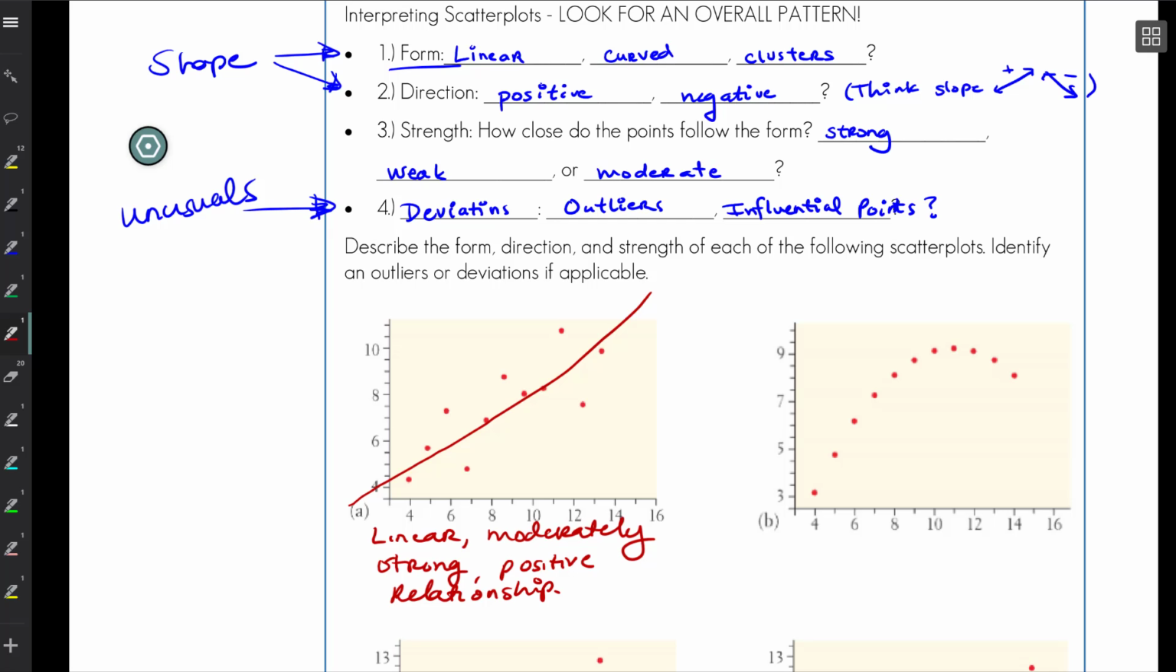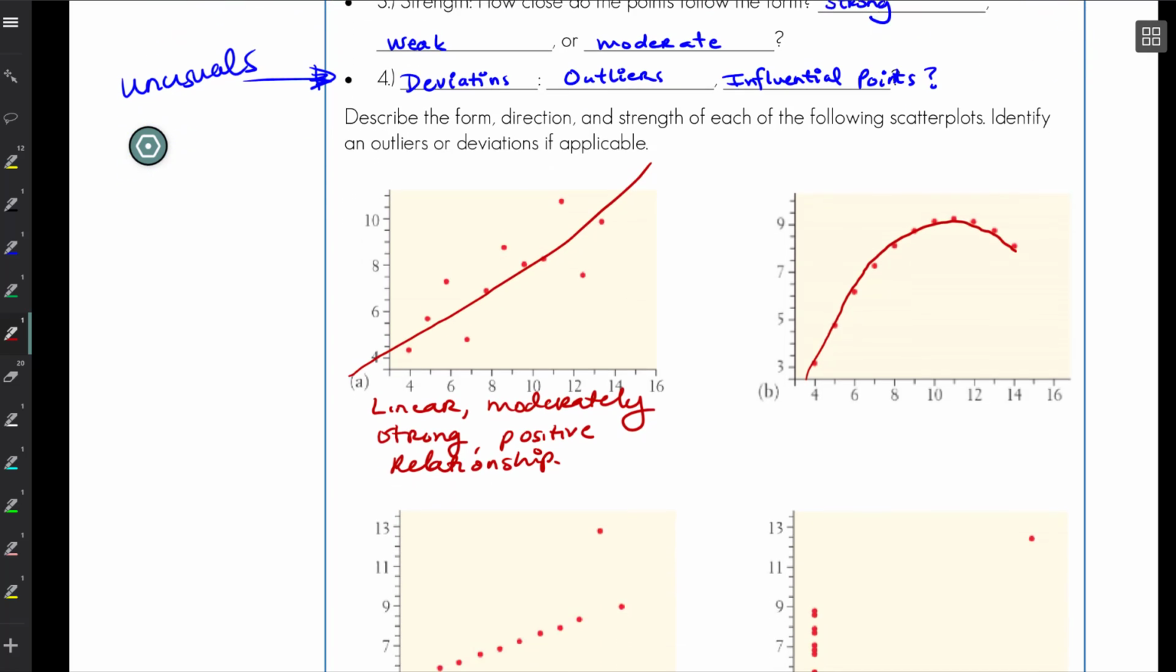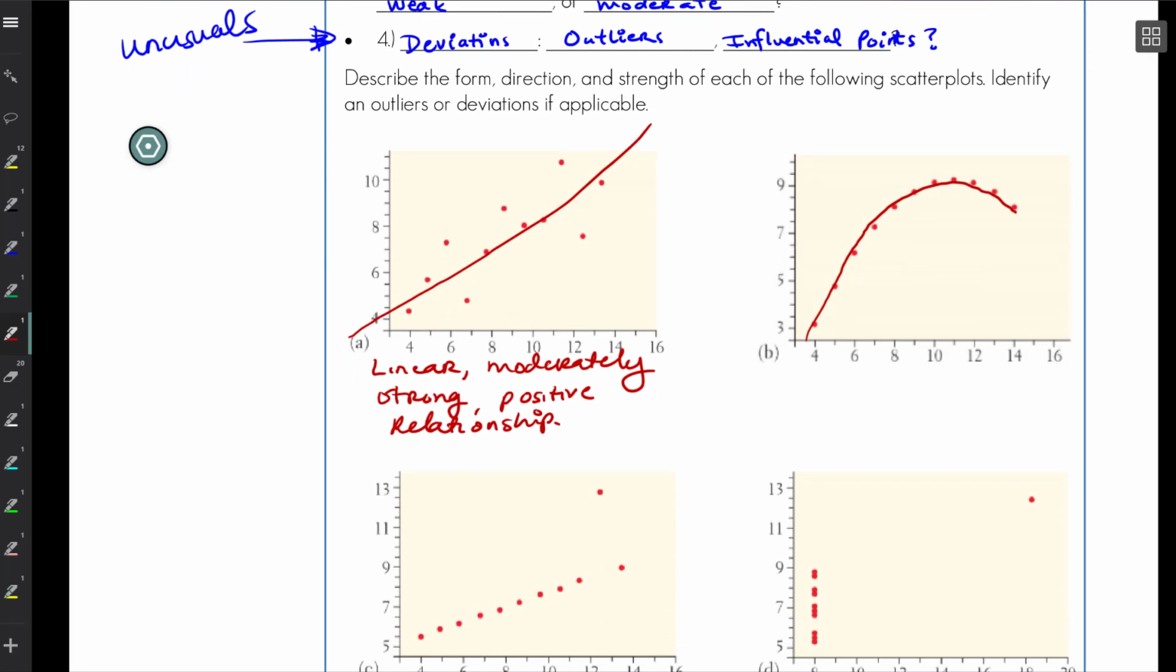Okay, let's do the next one. The next one, this is super obvious that this is going to be like a nice curve. It almost looks quadratic, right? Or partially quadratic. Now, we can try and be really specific with that, but for right now, we're going to be somewhat vague. And I'm going to say this is curved, but all of those points fit on a nice smooth curve. So this is very strong.